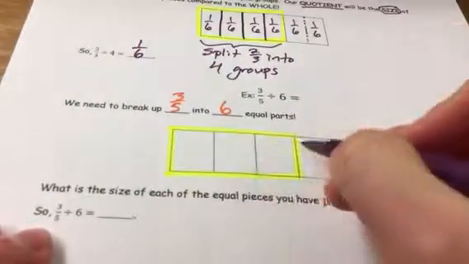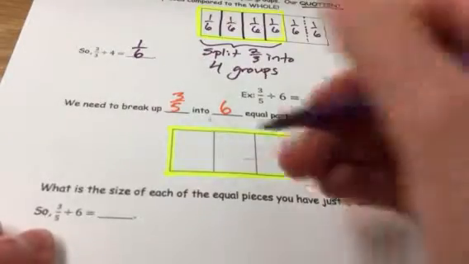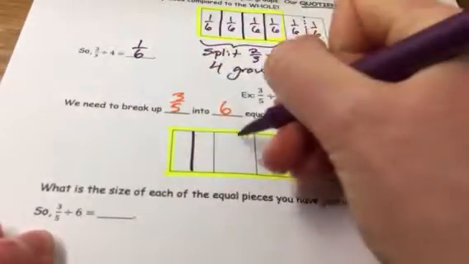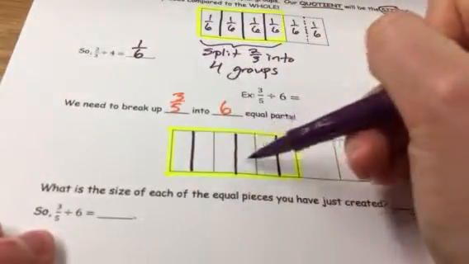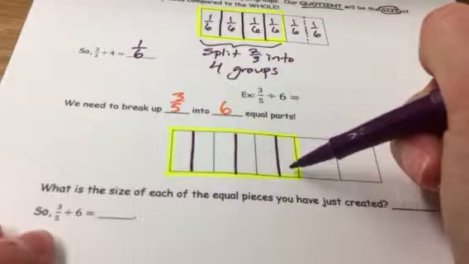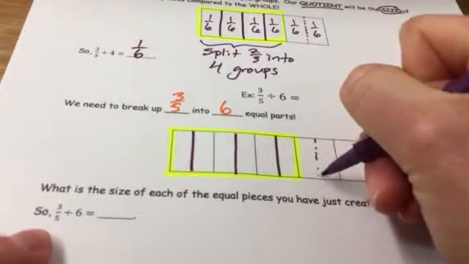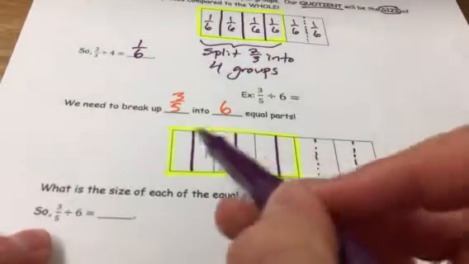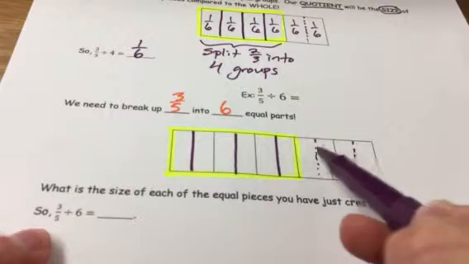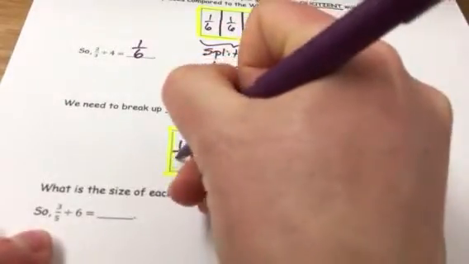Well, I already have 1, 2, 3 equal parts. So all I need to do is cut these in half. If I cut them in half, I now have created 1, 2, 3, 4, 5, 6 equal groups, just like I needed to. But now the question is, what is the size of each of those pieces? Let's do that to all of these, and we have 1, 2, 3, 4, 5, 6, 7, 8, 9, 10 equal pieces. So we have just created tenths.